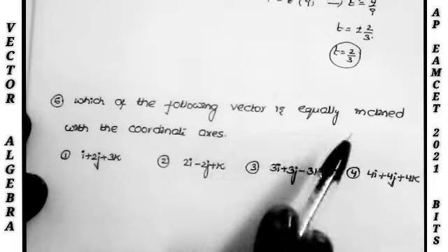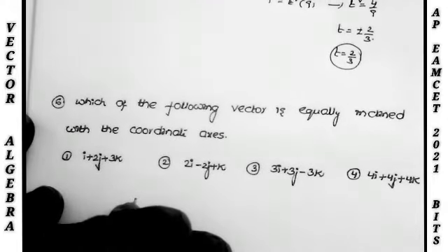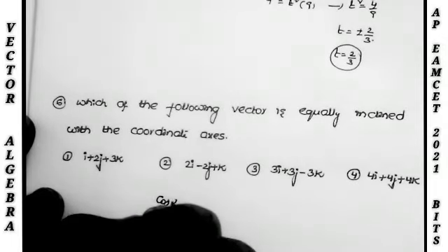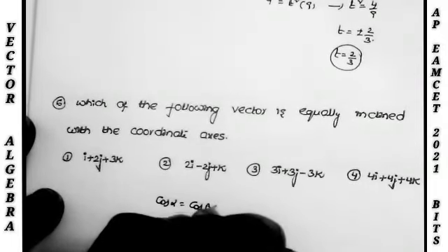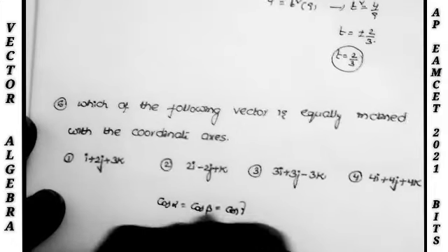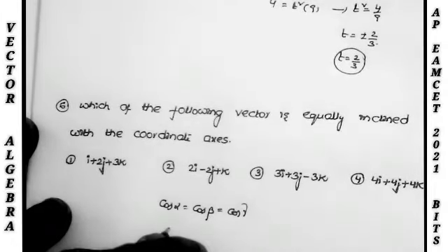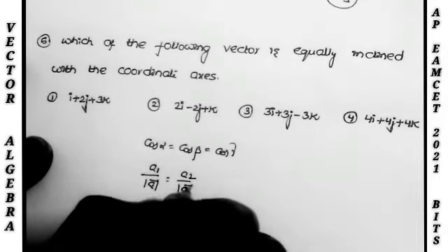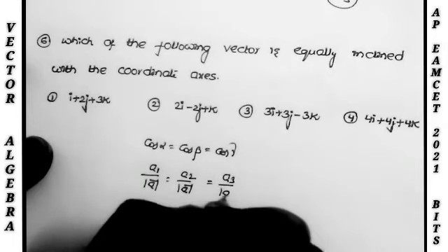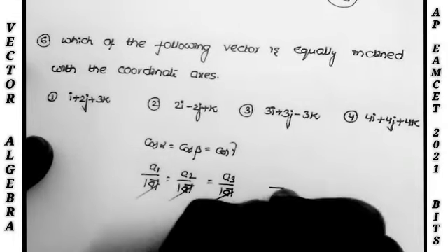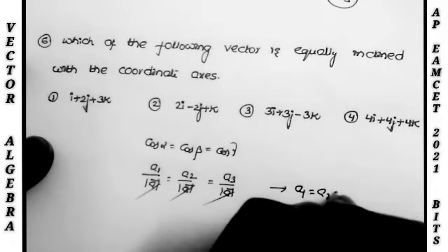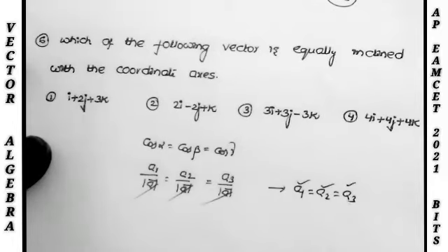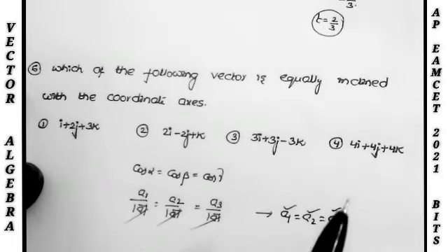Which of the following vectors is equally inclined to the coordinate axes? So the vector is equally inclined to the coordinate axes means what are the values? Cos alpha is equal to cos beta is equal to cos gamma. Okay, now what are the formulas for finding the values of cos alpha, cos beta, cos gamma? This a1 by mod a is equal to a2 by mod a is equal to a3 by mod a. Okay, these are the values of cos alpha, cos beta, cos gamma. Means a1 is equal to a2 is equal to a3. What are a1, a2, a3 here? These are nothing but the i, j, k coefficients. Now we have to check in which vector the component values are equal.